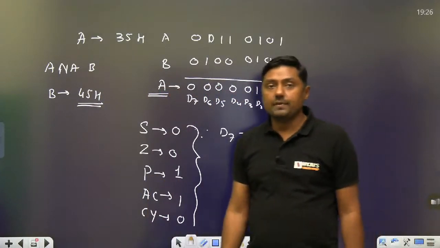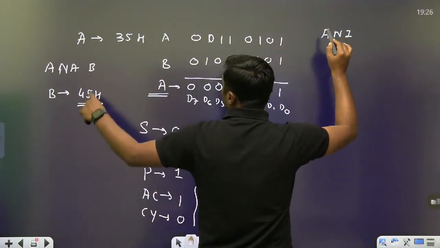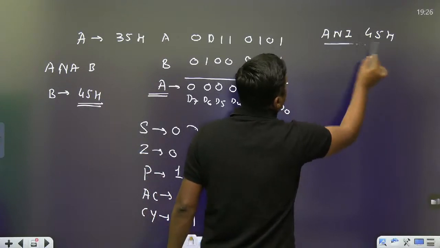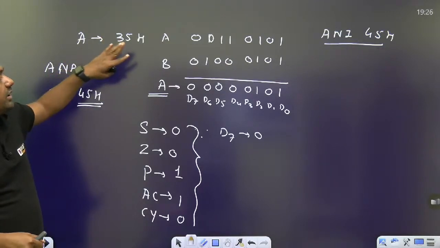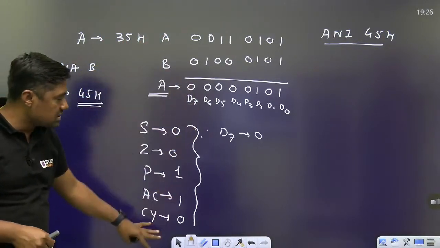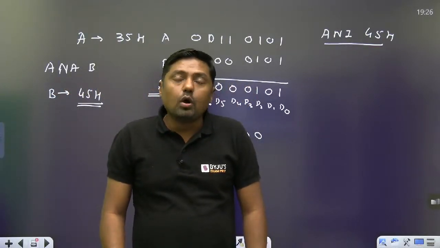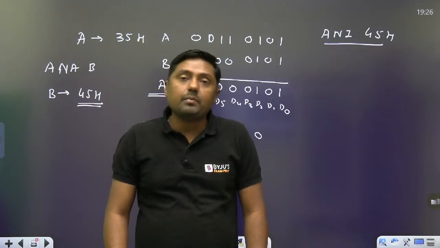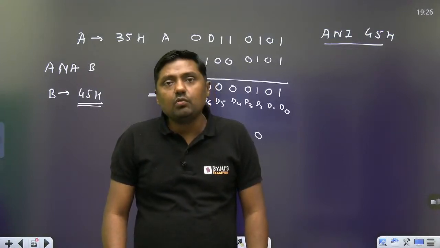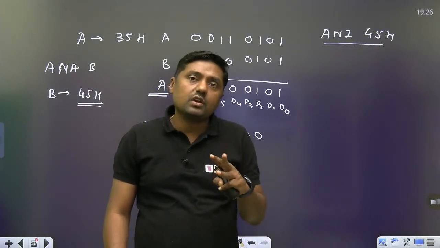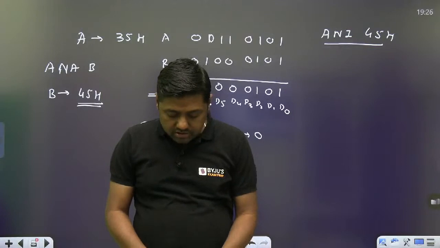Suppose I am writing ANI. It is immediate. ANI 45H will do the same work, but it is immediate. ANI 45 means AND the 45 with the content of the accumulator. So the same result we are going to get. In this way we can solve XRA, ORA, that is the logical instructions. But remember, in case of ORA and XRA, the auxiliary carry will reset, the carry will reset, and the remaining three flags will be affected according to the results. So this is all about the instructions.